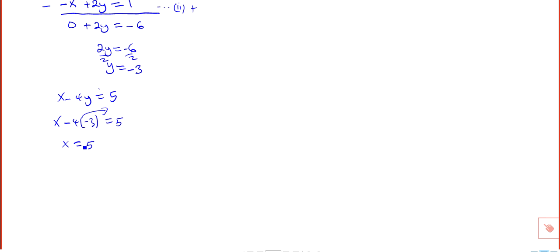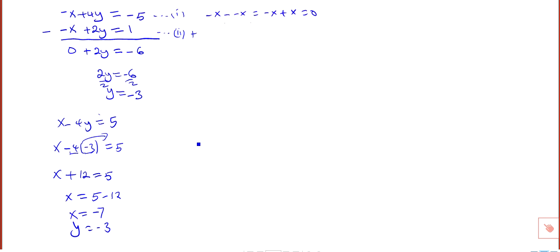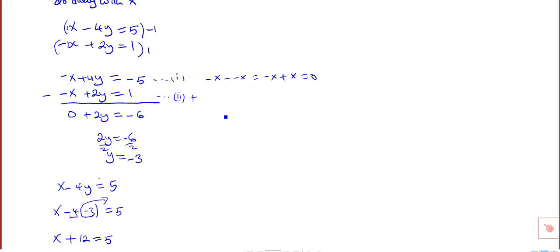Let me make it clear for you. First of all, we shall have x, and -4 times -3 gives us plus 12, which is equal to 5. Now x alone becomes 5 minus 12, which is equal to -7. So we find that x is -7 and y is -3. So that is elimination method used to solve that problem. How about substitution?